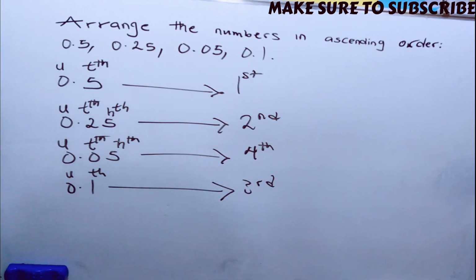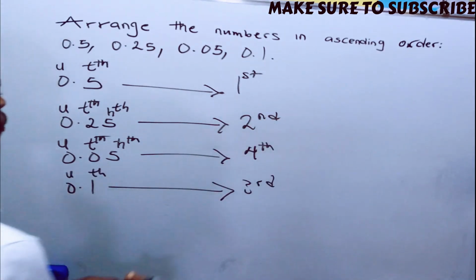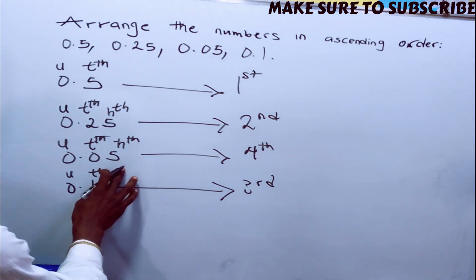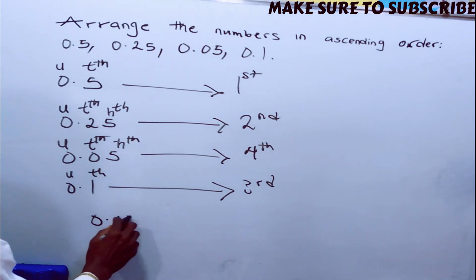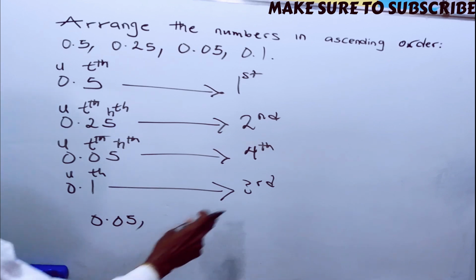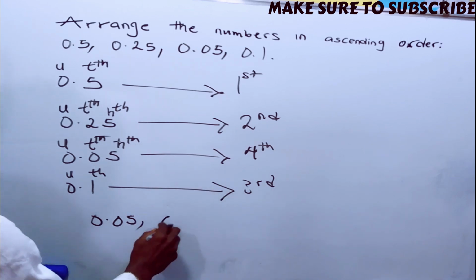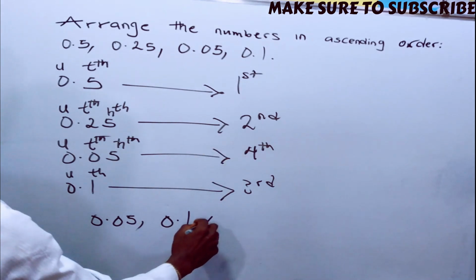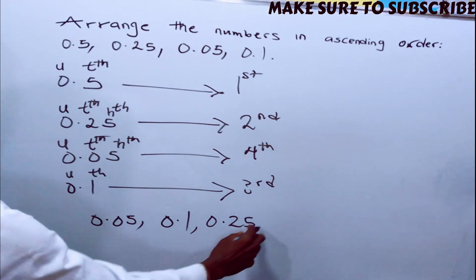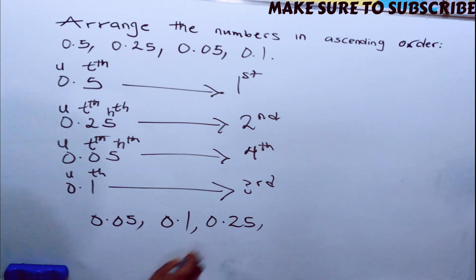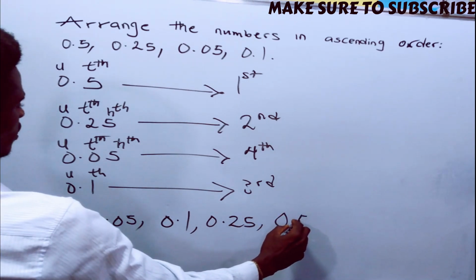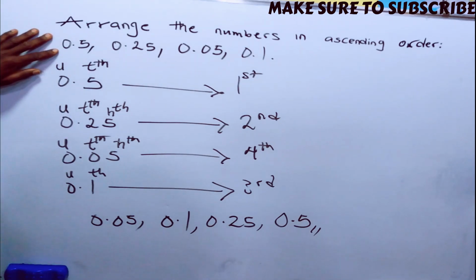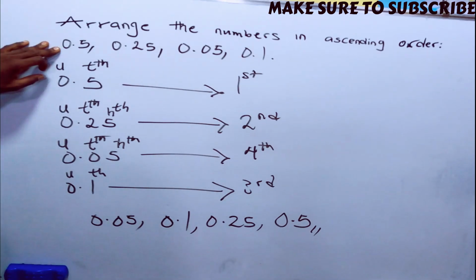And this will be our last. Now to arrange it in ascending order, which is from lowest to highest, our lowest here is 0.05, so 0.05 will come first, followed by the third, which is 0.1, then followed by the second, which is 0.25, now followed by the first, which is 0.5. This is how to arrange decimal fractions in ascending order.